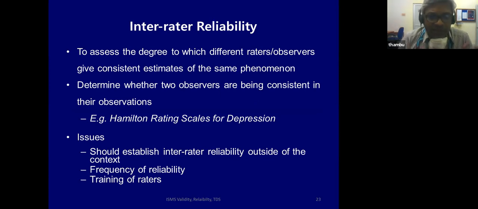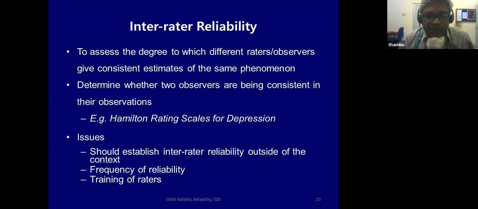Then we have something called inter-rater reliability. Remember the triangle which I showed you? So we're looking at 2 observers and how reliably they estimate the same phenomenon. So it assesses the degree to which different raters or observers give consistent estimates of the same phenomenon.